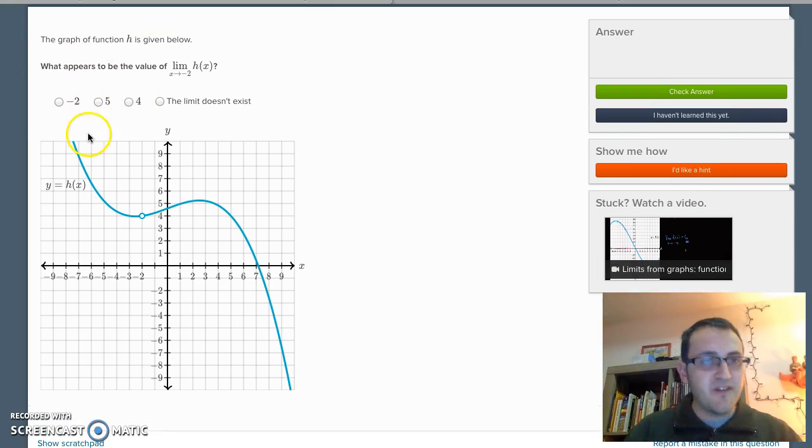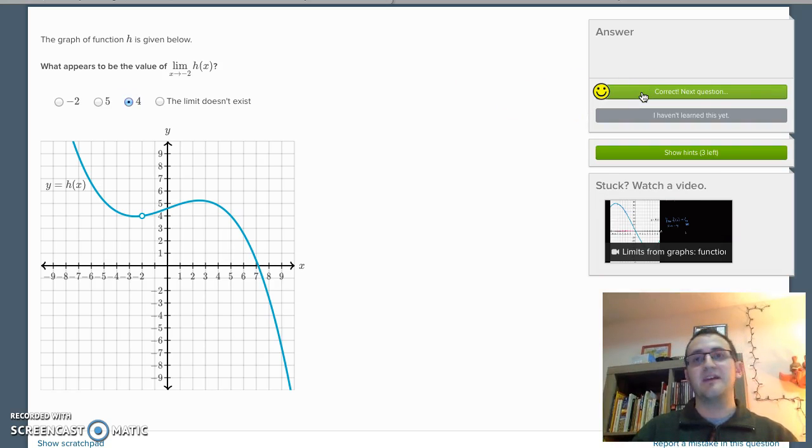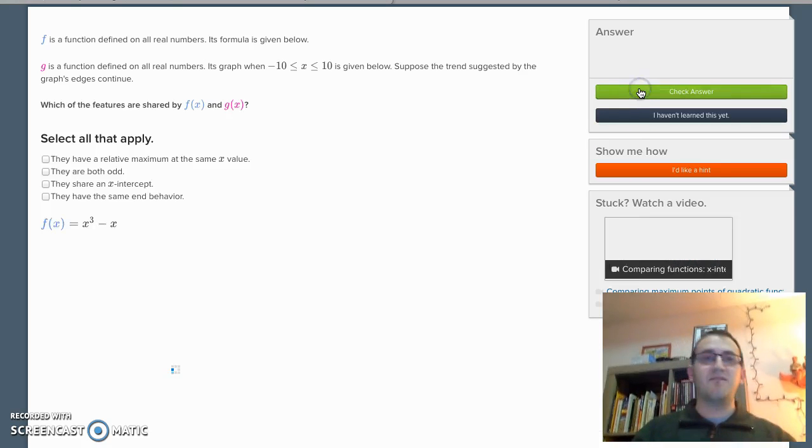So let's say I want to find the limit of this graph of h of x as x approaches -2. And please remember this is a two-sided limit. So what this means is that I am going to -2 from the left and -2 from the right. And I see that there's only a hole. So because there's no asymptote, the two-sided limit exists, and the y value around there is 4. So I'm going to put 4 in, and I'm going to check my answer. And everything's good. I got a nice smiley face for that. So then I'll go to the next question.